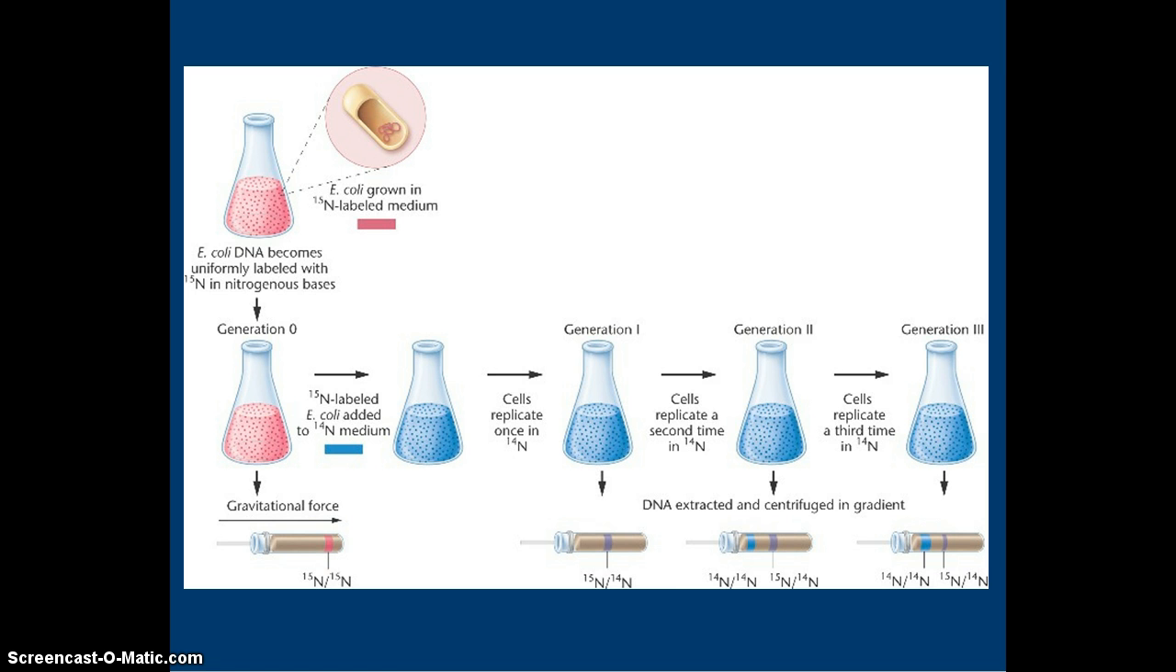After 2 replication cycles, 2 densities of DNA were observed, an intermediate density and a light density. This directly proves that only the semi-conservative replication model could be correct because half should be 15N, 14N intermediate density DNA, and the other half should be 14N, 14N light density. And this is exactly what happened in this experiment. That is shown in generation 2 on this diagram.